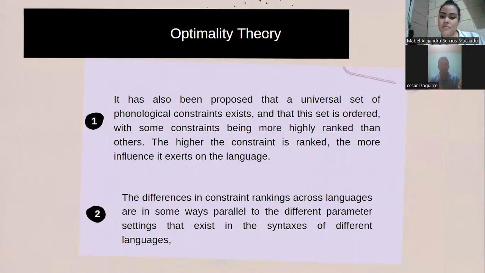Then we have Optimality Theory. It has also been proposed that a universal set of phonological constraints exists, and that this set is ordered, with some constraints being more highly ranked than others. The higher the constraint is ranked, the more influence it exerts on the language. The differences in constraint rankings across languages are in some ways parallel to the different parameter settings that exist in the syntax of different languages.